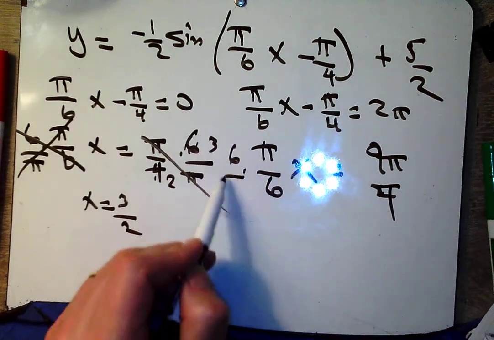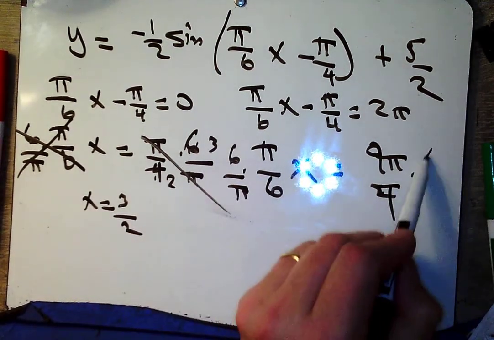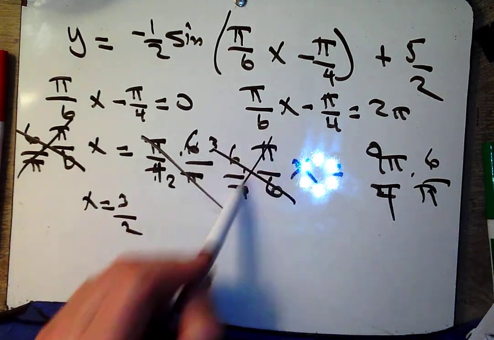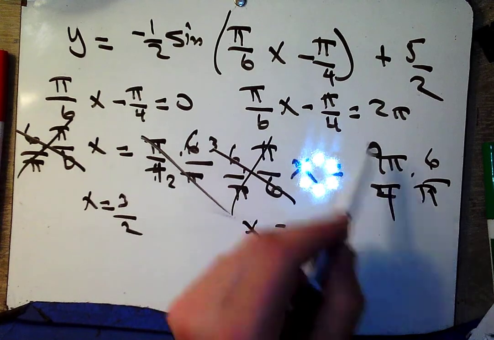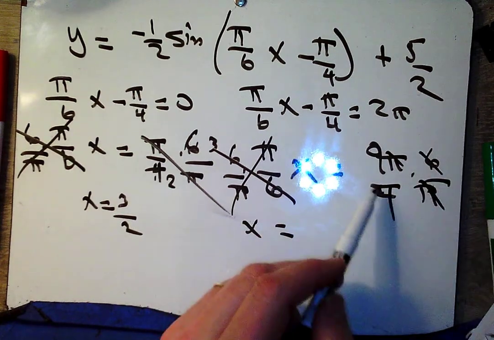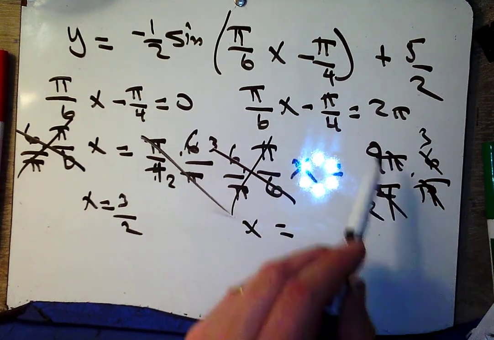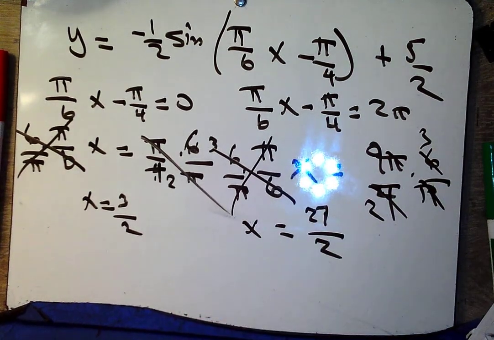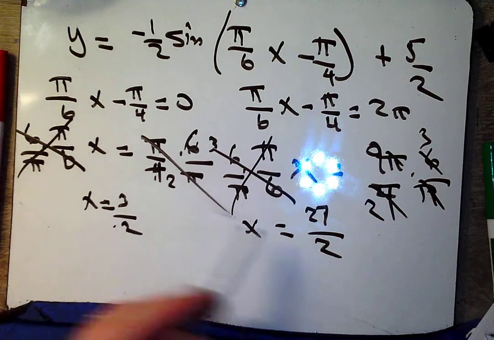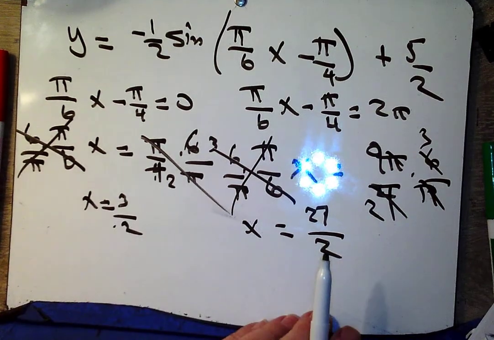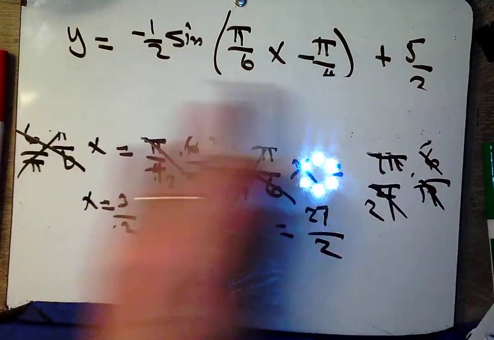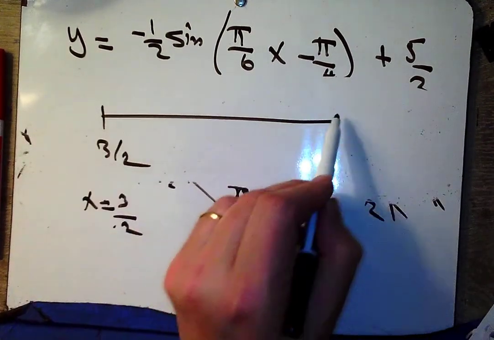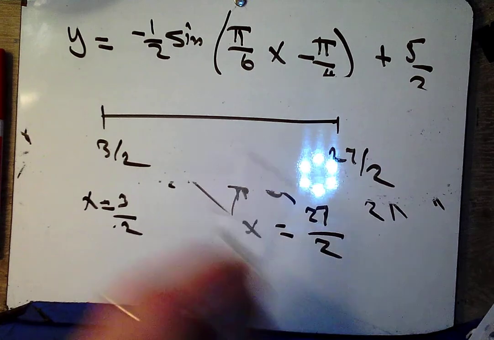And again, I'm going to multiply by the reciprocal. I mean, you're welcome to divide and have a complex fraction. I'm just telling you what I do because I'm lazy. The pi's cancel. I can take a 2 out of there, and I get 27 over 2. So I'm starting at 3 over 2, and I'm ending at 27 over 2. Okay. 3 over 2, 27 over 2.